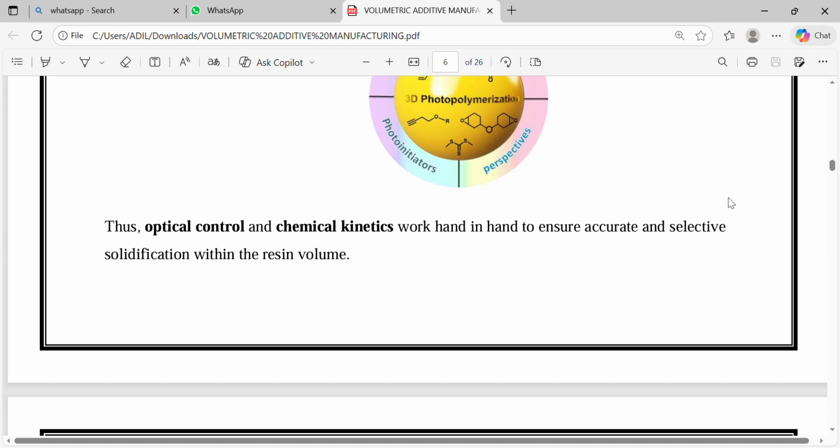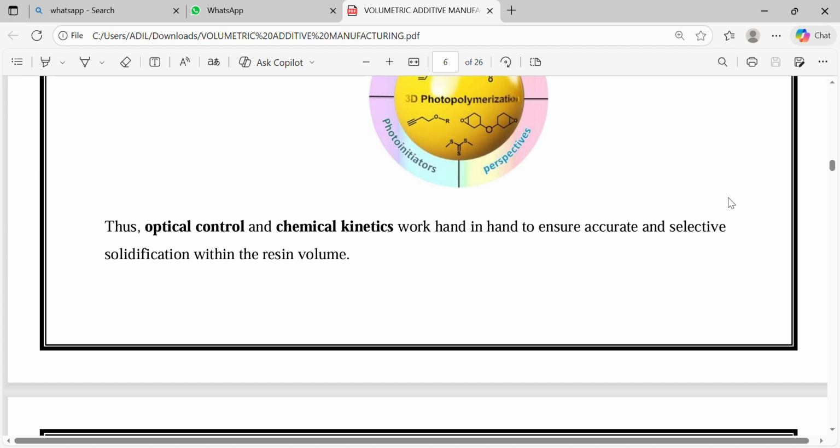Optical control and chemical kinetics work hand in hand to ensure accurate and selective solidification within the resin volume, with optical control regulating the light exposure pattern and intensity, and chemical kinetics governing the reaction rates and polymerization progression. Together, they enable precise solidification of desired areas, and control over resolution and feature size. It influences the final part properties.